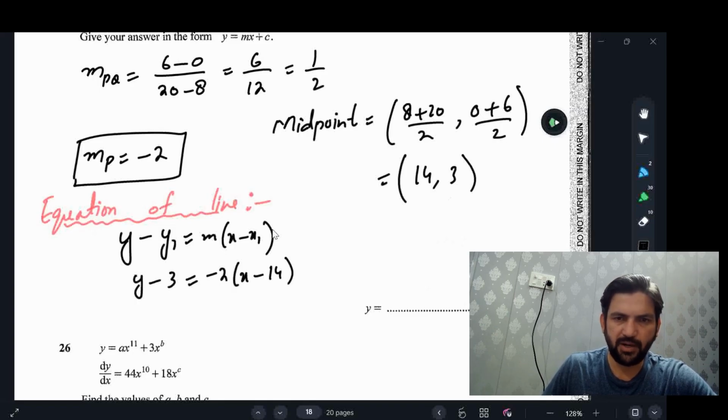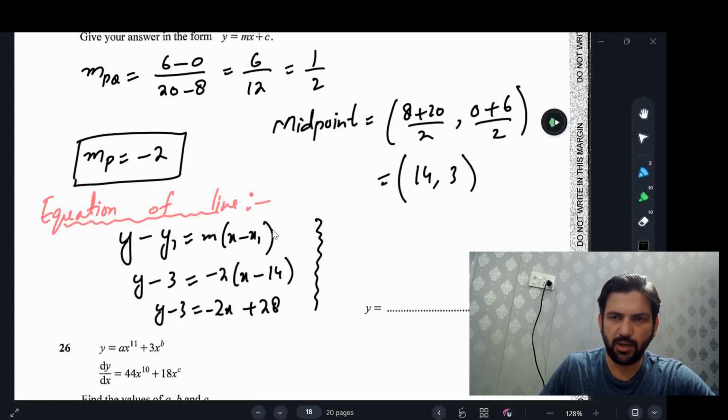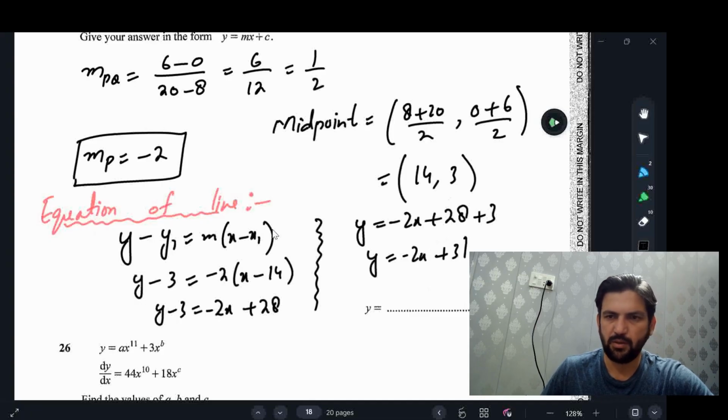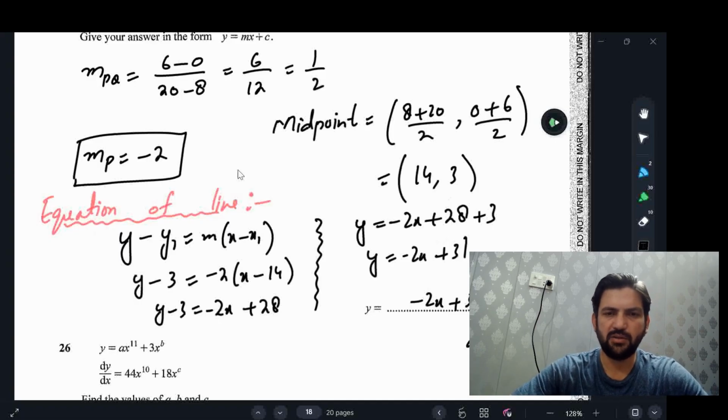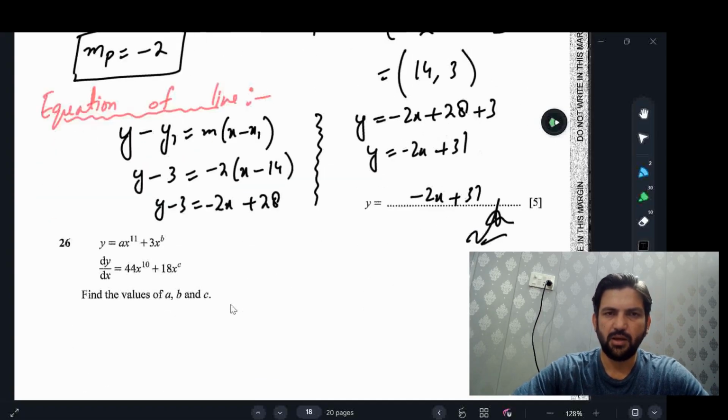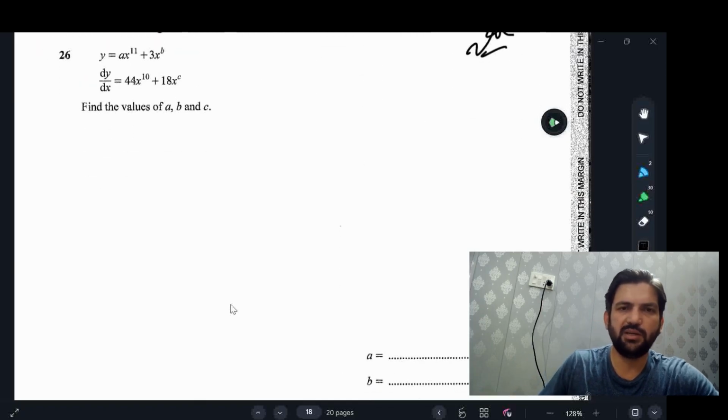Now if we simplify it, this will be y minus 3 is equals to minus 2x plus 28. And finally we can say y is equals to minus 2x plus 28 plus 3. So y is equals to minus 2x plus 31. Minus 2x plus 31. This will be the final answer. I hope that the concept is clear. Let's move to question number 26.